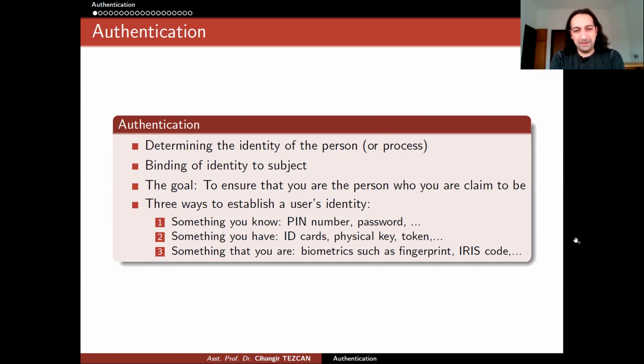Second thing is that you can establish your identity by using something you have. This can be identity cards, the smart cards we use at our university, or physical keys, tokens, the things that you can put at the USB port and prove who you are. And the third one is something that you are. These are generally based on biometrics such as fingerprints or your iris code.